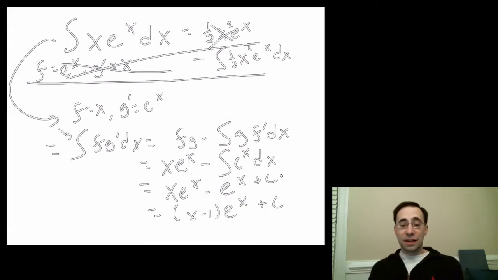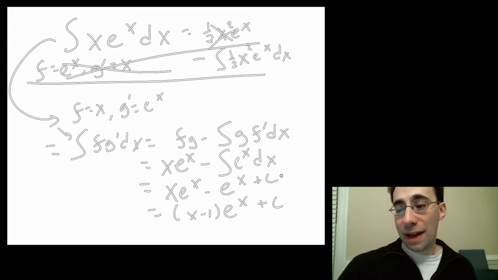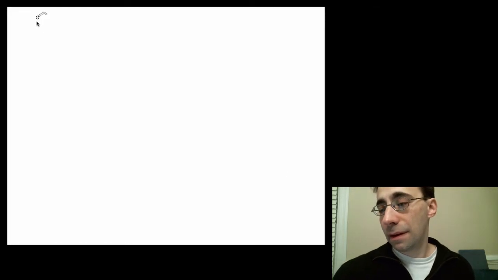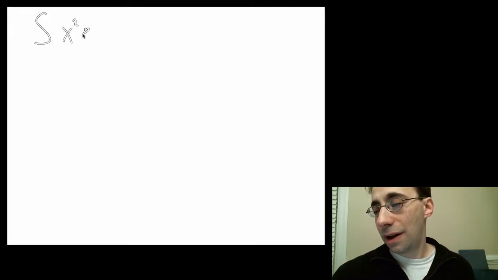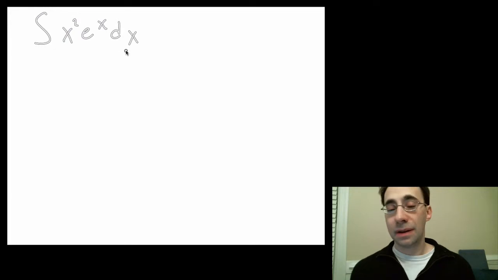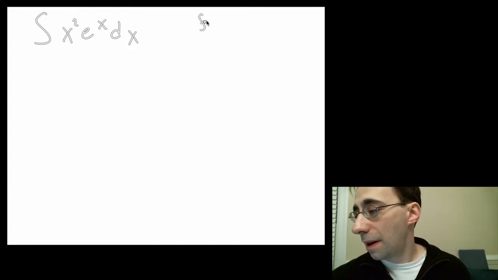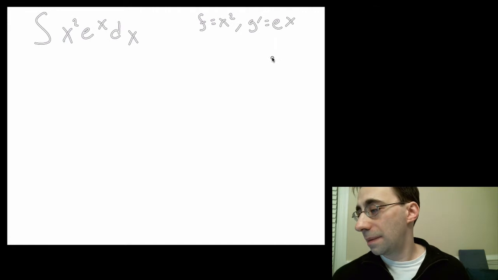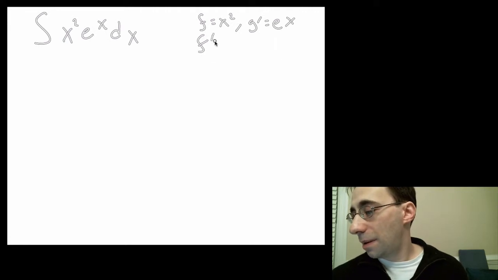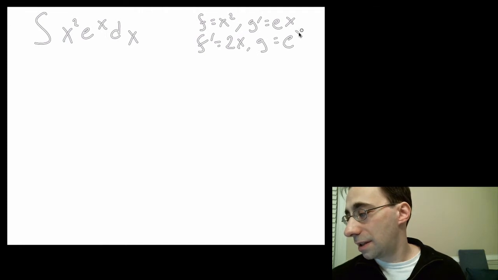You don't have to use it. I said oftentimes you use this once if it works out. Sometimes there'll be more than once necessary. Let's do a really quick example of that. Let's try x squared e to the x dx. Now, we've already gone through our mistake of putting the wrong f and g, so let's stick to f equals x squared and g prime equals e to the x. Therefore, f prime equals 2x and g equals e to the x.